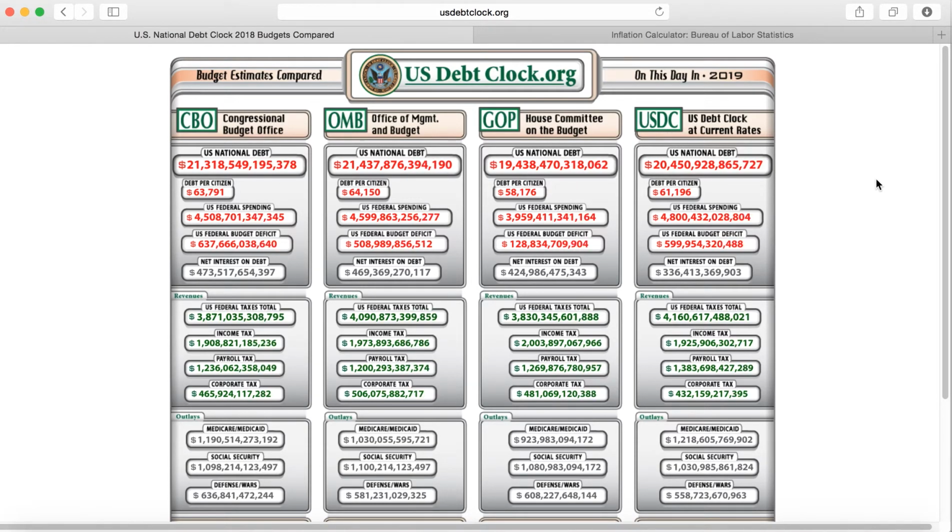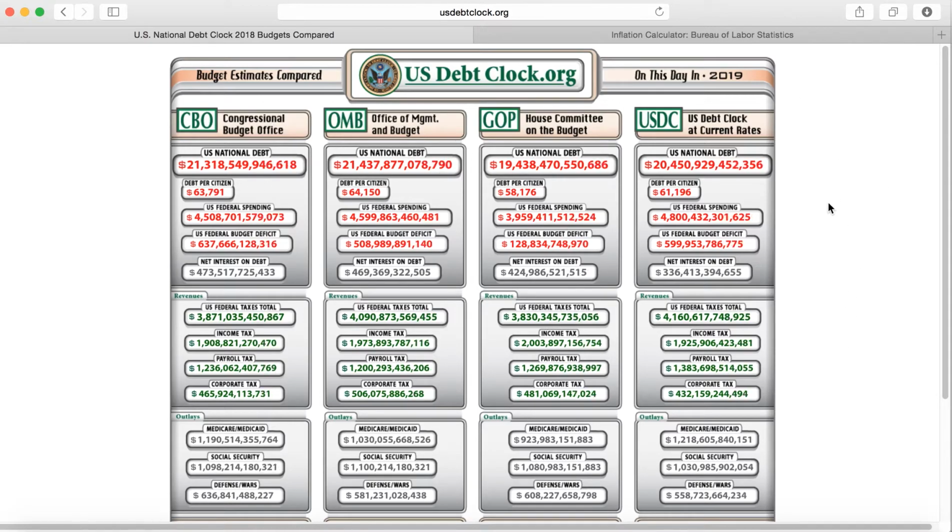A lot of times you can be watching it and you'll see huge jumps where different outlays have been paid, or we had to make a big payment on the debt. And that's another thing, looking at interest on the debt. This line right here, interest on the debt, is the money that it's costing us to be in debt.